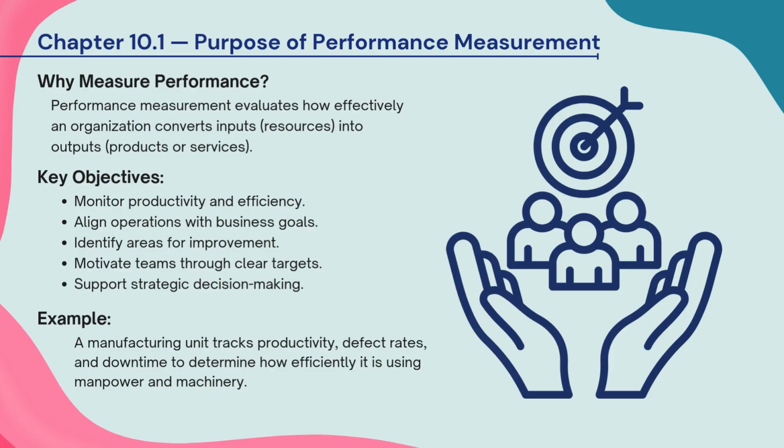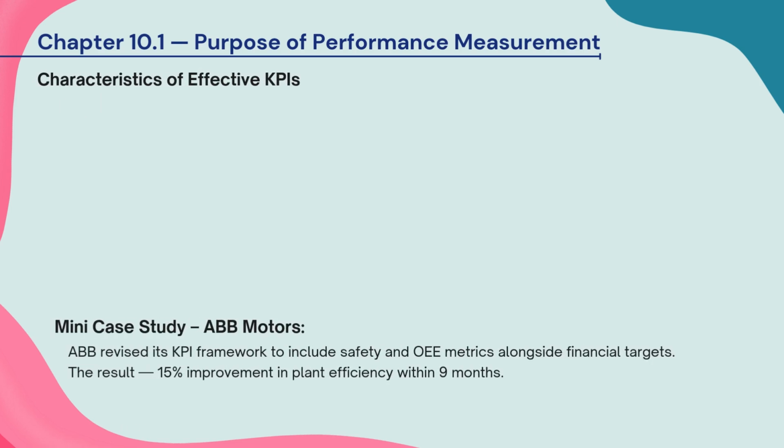machines are being used. This slide highlights the key characteristics of effective KPIs. Good KPIs should be SMART, actionable, balanced across financial and operational areas, visible to everyone, and aligned with organizational goals. The mini case of AB Motors shows how updating their KPI framework, adding safety and OEE metrics, helped them achieve a 15% improvement in plant efficiency within 9 months.